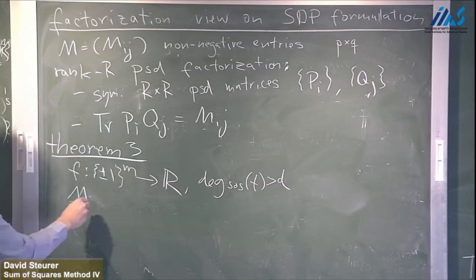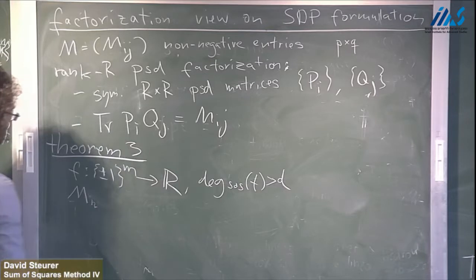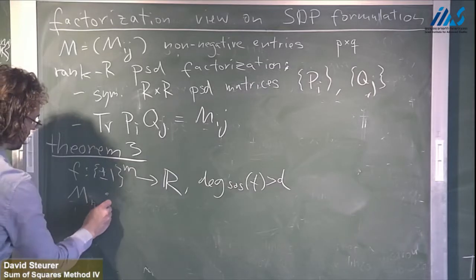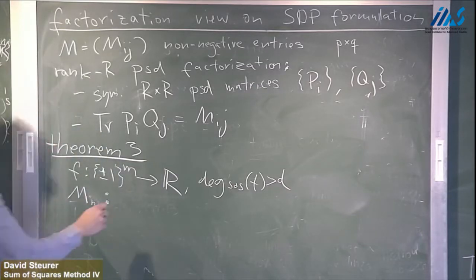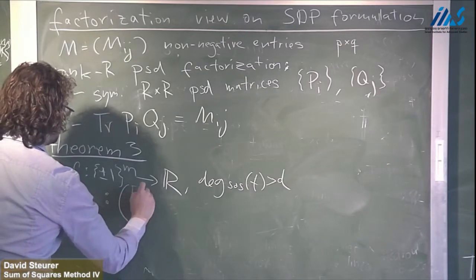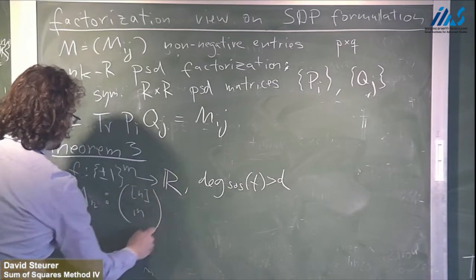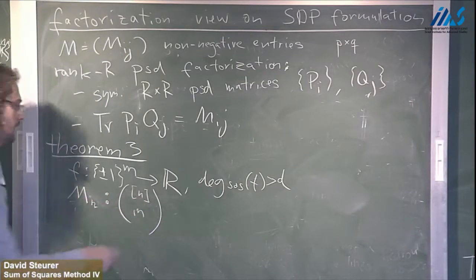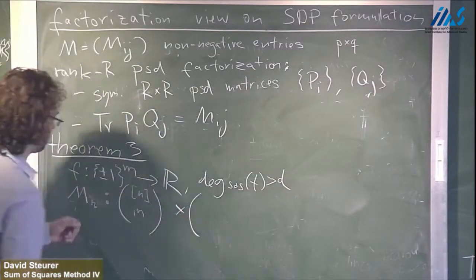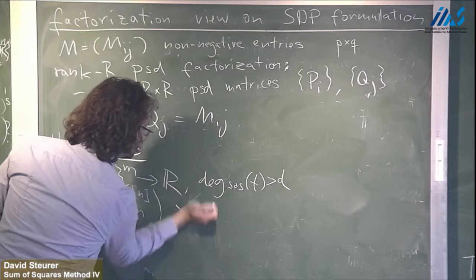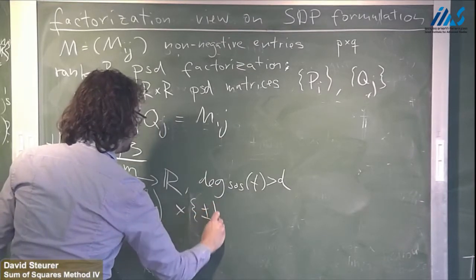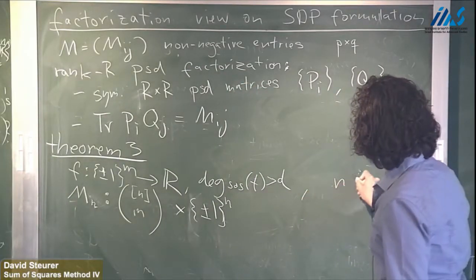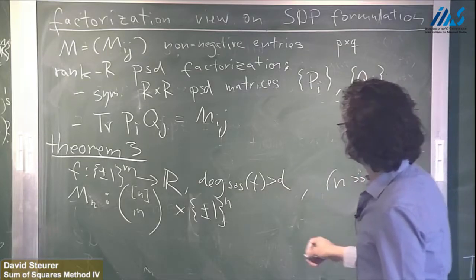So based on this kind of function, I define a matrix. I want to define a matrix M sub n for every n. In this matrix, the rows are indexed by subsets of the numbers from 1 to n, subsets of size m. And the columns are indexed by just the n-dimensional hypercube. So think of n as much bigger than m in this context.